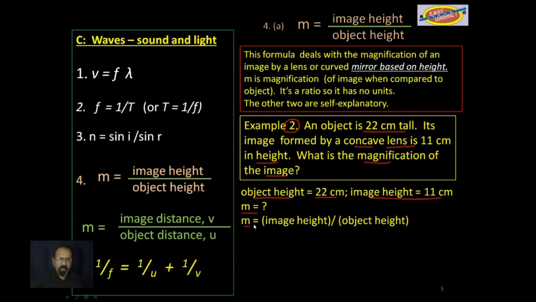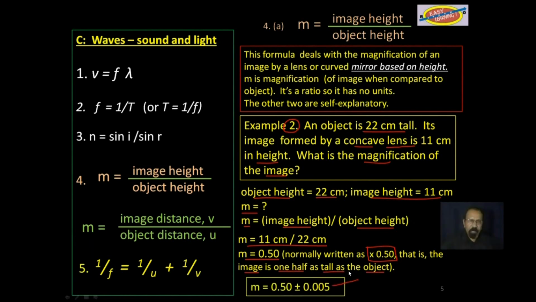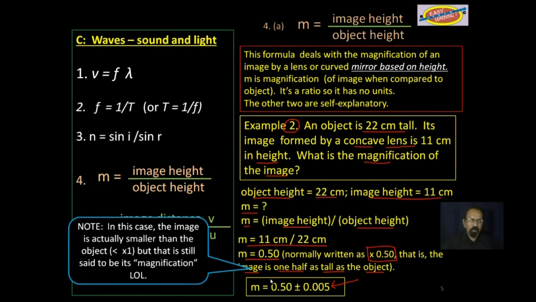Well, magnification is equal to image height divided by object height. And so we divide 11 by 22, and we get magnification as 0.50, normally written as times 0.5. That is to say, the image is 1/2 as tall as the object. We can write it like that to be more precise. Now note, in this case, the image is actually smaller than the object. It is less than times 1. But that is still said to be its magnification.